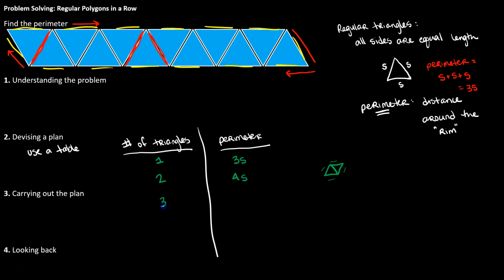What if I have three triangles? Then I have 1, 2, 3, 4, 5 sides. So 5s. What about four triangles?